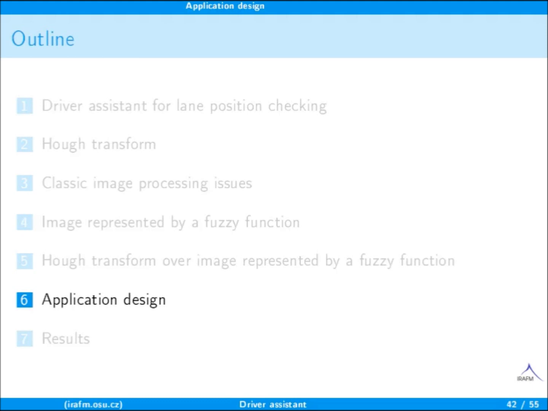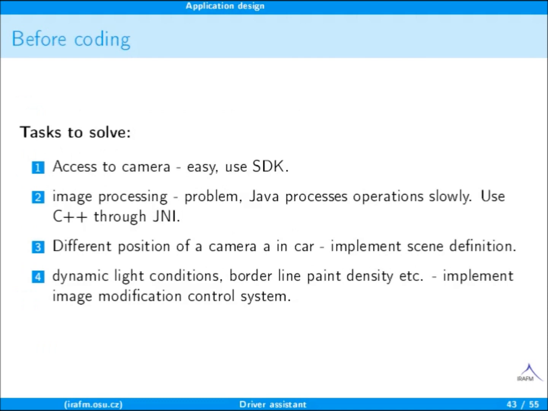Using the proposed algorithm, we will design our driver assistant application. Before we can use our algorithm, we have to focus on the device. We will use an Android mobile phone. The access to the camera is through the SDK, so it's no problem. Because Java on Android is slower than native implementation, we will use Java for the application itself, but the algorithm will be implemented in C++ through the Java Native Interface. Of course, we have to take into account factors like variable camera position or variable light conditions.